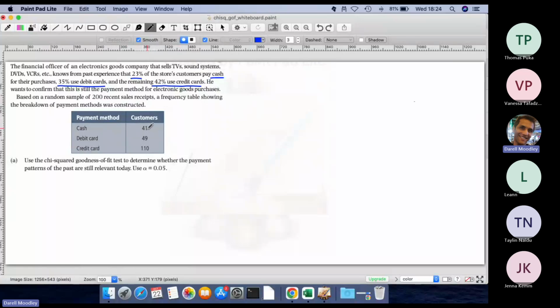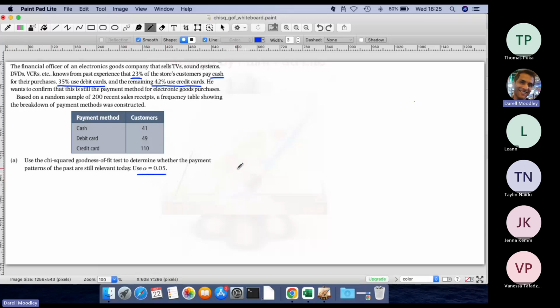So what you have in this table is 200 customers, 41 of whom paid by cash, 49 paid by debit card, and 110 paid by credit card. So most of them paid by credit card. And we want to test to see if the distribution has changed from what was stated in the question. So is it still 23% that pay by cash? Is it still 35% that pay by debit cards and 42% by credit cards? All right, so we're going to test that. And that's what this question is asking us to do. Use the chi-squared goodness of fit test to determine whether the payment patterns of the past are still relevant today, and there's a level of significance.